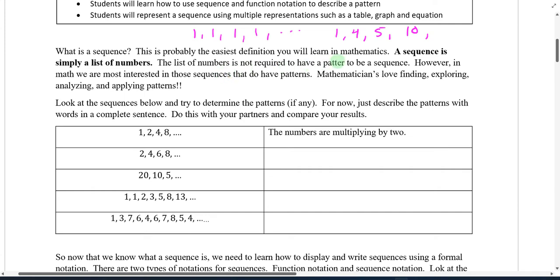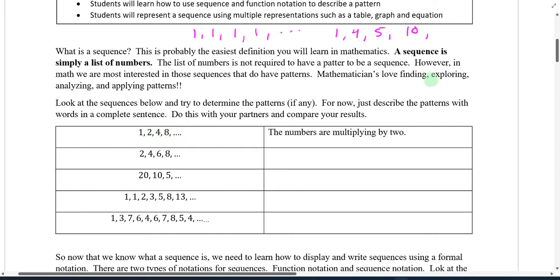The list of numbers is not required to have a pattern to be a sequence. However, in math, we are most interested in those sequences that do have patterns, right? So mathematicians love finding, exploring, analyzing, and applying patterns, okay? So what I want you to do is to take a couple minutes and look at the sequences below. And I want you to try to determine the patterns, if any, right? If you think there is a pattern, describe what you think the pattern is, all right? So take a couple minutes, go ahead and do that, pause the video, and see if you can identify the patterns that are happening in these lists of numbers.